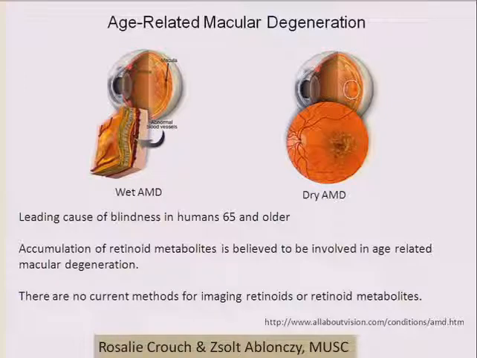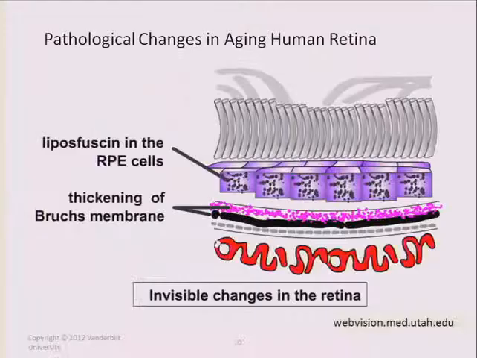But there's no current method for imaging specific retinoids. The standard approach is to use fluorescent imaging and look at the formation of fluorescent material. But as you know, the fluorescence that you get from a particular tissue is not due to any single species. It's a combination of different fluorophores. So in collaboration with Rosalie Crouch and Joel Oblonzi at the Medical University of South Carolina, we developed a way to image these retinoid species.